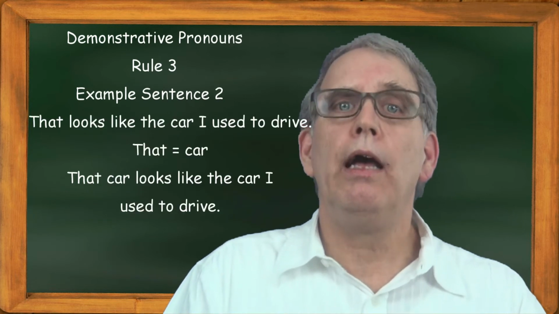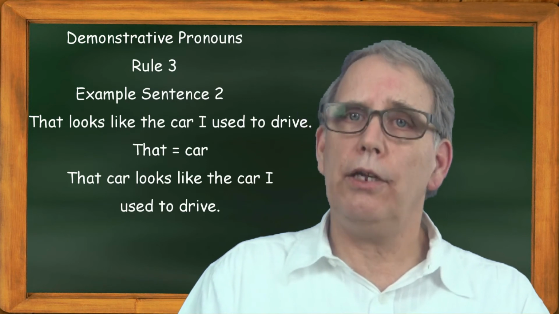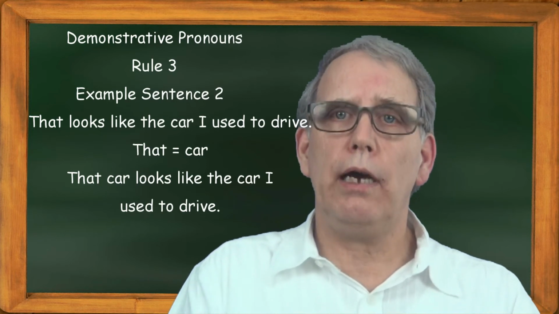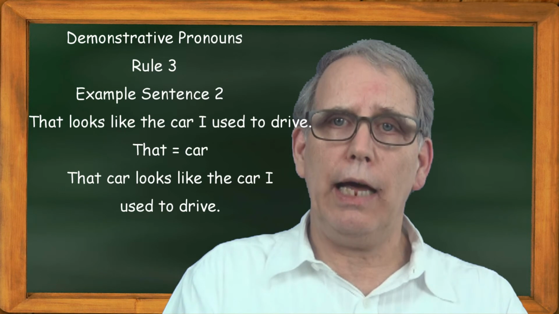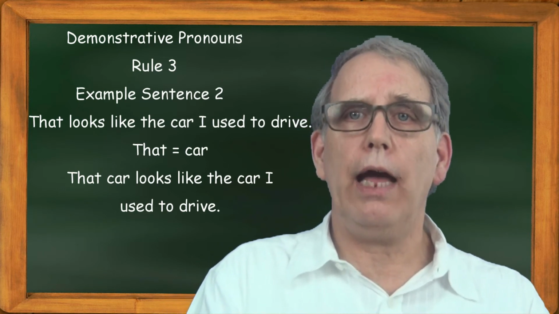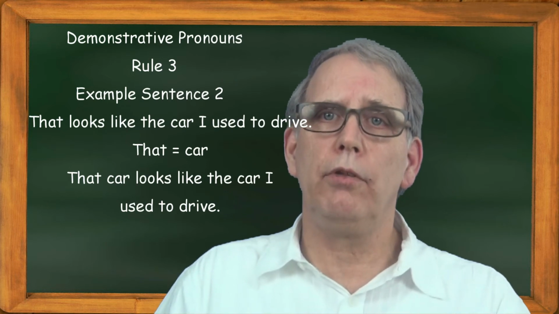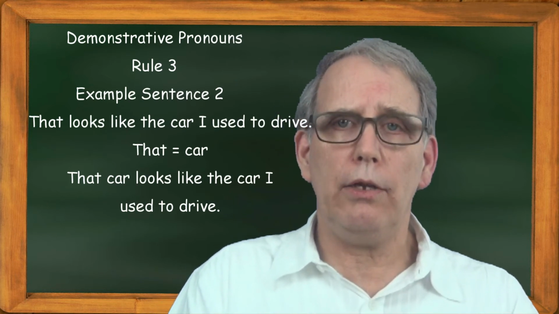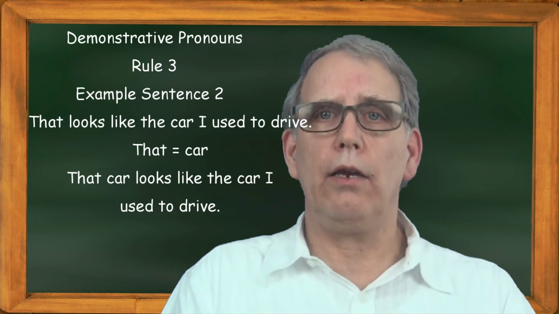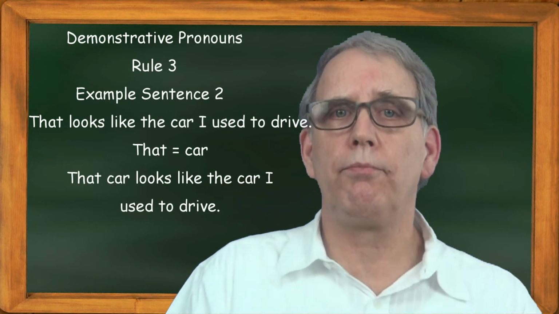Number 2, that looks like the car I used to drive. We can tell by the context that that is a car. That car looks like the car I used to drive. But we don't need to use car twice, so we get rid of it. That looks like the car I used to drive.